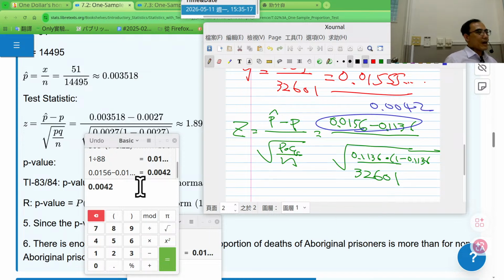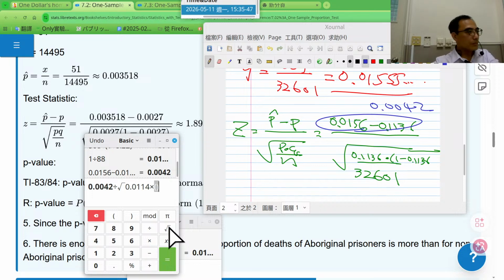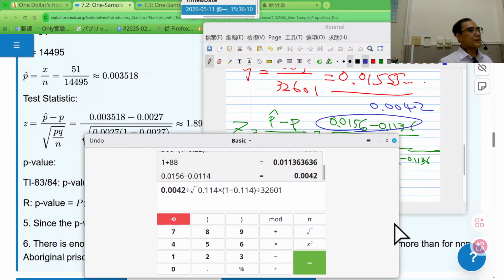That is 0.0042, divided by the square root. 1 minus 0. Divided by. So far, is it okay for you?